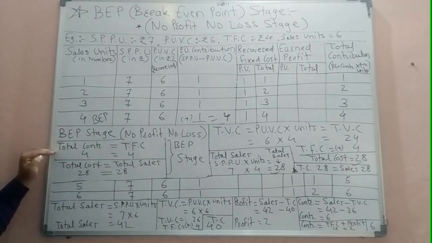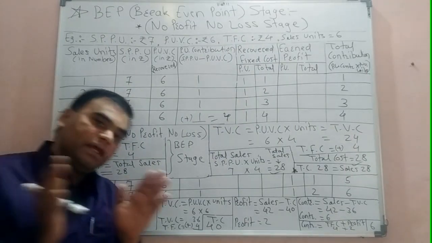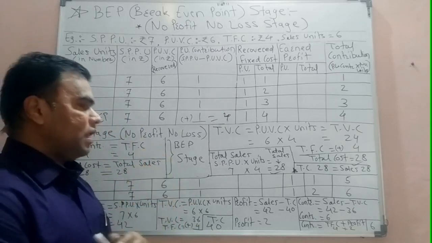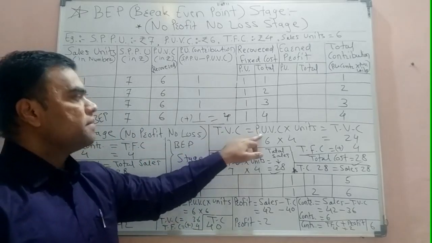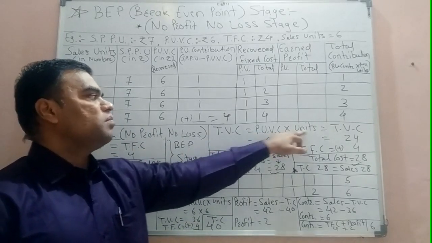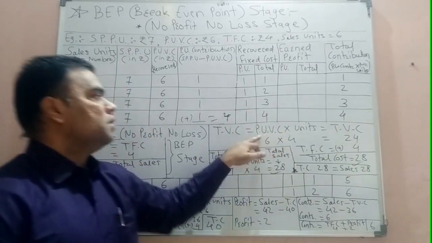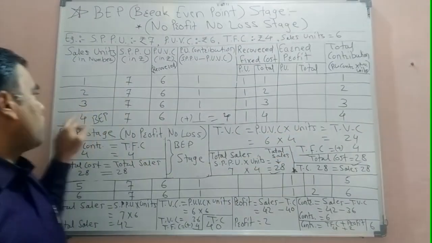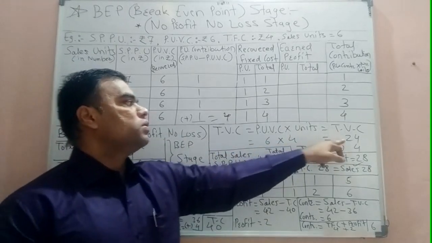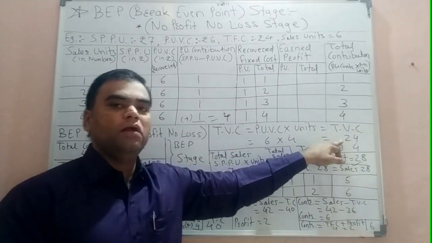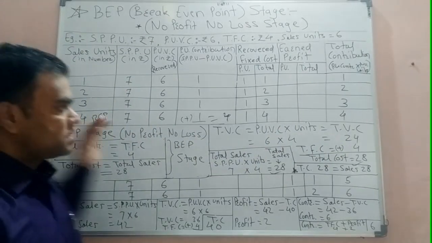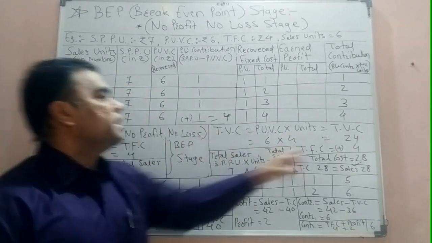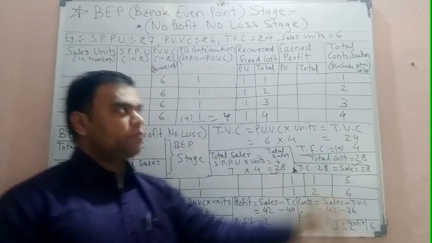At the same point, our total cost and total sales automatically become exactly equal. How can you see this? Now we are going to calculate our total variable cost. Total variable cost is equal to per unit variable cost into number of units. Per unit variable cost is rupees 6, into number of units 4. 6 into 4, 24 is the total variable cost up to the 4 unit sales level.